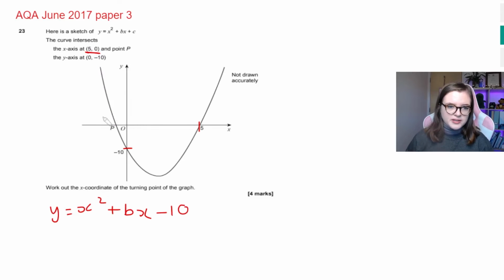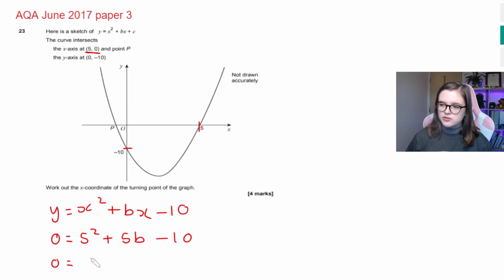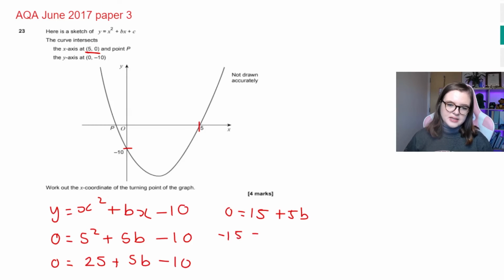So then we know that y is going to be 0 when x is 5. Let's put that in. So 5 squared plus b times 5, which is 5b, minus 10. So then 0 is equal to 25 plus 5b minus 10, which is 0 equals 15 plus 5b. Take 15 over there, minus 15 equals 5b, divide by 5, minus 3 equals b.